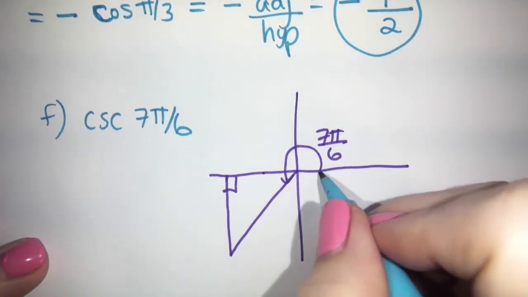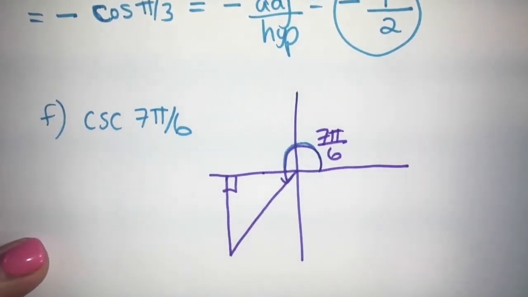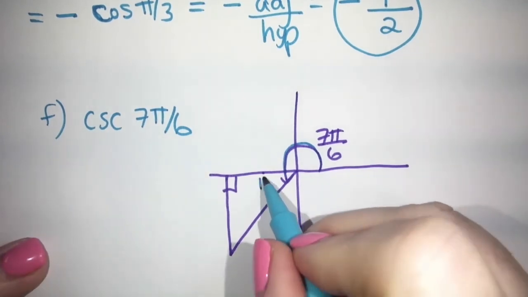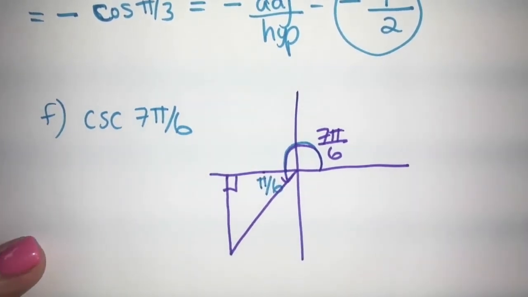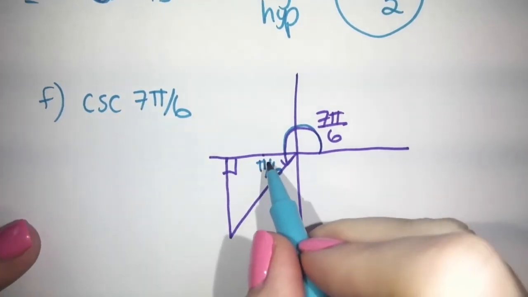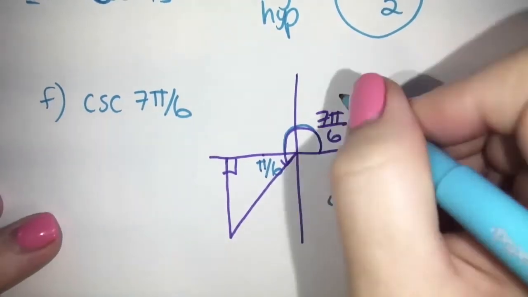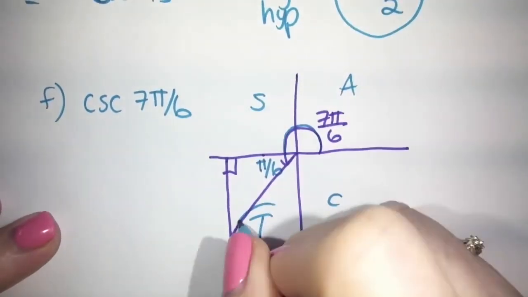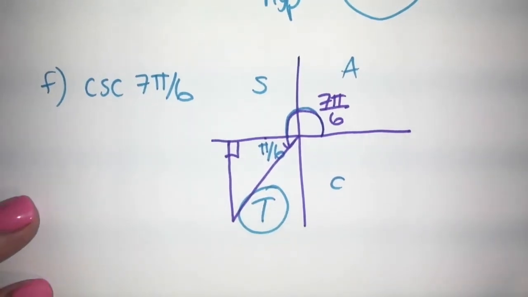So from here to here is 6 pi over 6, that's 1 whole pi. Plus 1/6 would be 7 pi over 6. So we're looking at the angle of pi over 6. And what quadrant are we in here? We're in the T quadrant.